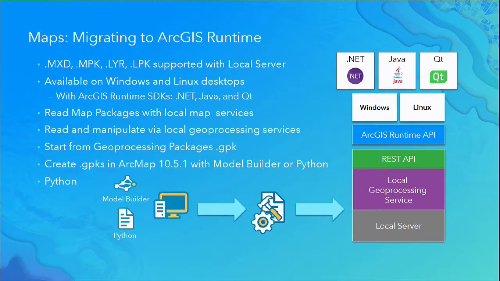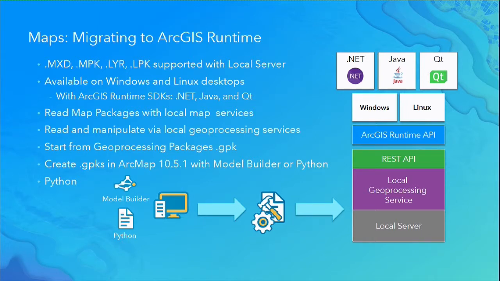So local geoprocessing services created from a geoprocessing package, and that's something that you create currently within ArcMap 10.5.1. And those packages contain custom geoprocessing tools that you've created with Model Builder or Python. So there's a diagram at the bottom there. You're working within the desktop environment, authoring a custom geoprocessing model in Model Builder or Python. You publish that as a geoprocessing package, reference that with the ArcGIS Runtime local server, create a local geoprocessing service.